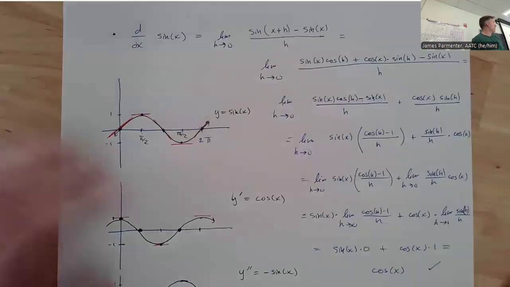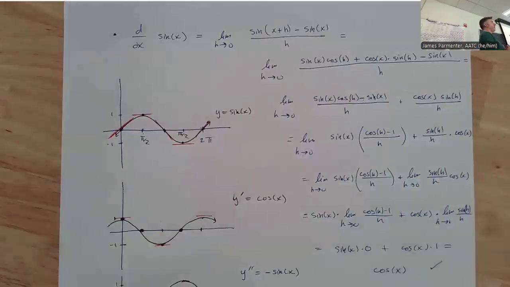So the derivative of sine is cosine, and we won't show it, but in a very similar way, you could show that the derivative of cosine of x is equal to negative sine of x by using an angle sum formula and doing the same sort of thing. It's kind of neat.